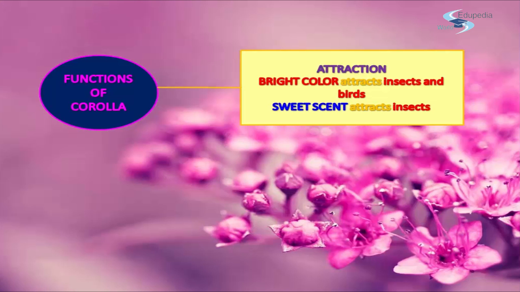the anther, which carries the pollen grain and thus transfers it to another flower. So you can say that the color and the texture of the petals of the corolla also play an important role in pollination. In order to attract certain animal species, the flowers have developed petals with colors specifically pleasing to those animals. So your first function is to attract: bright color attracts insects and birds, and sweet scent attracts insects for pollination.